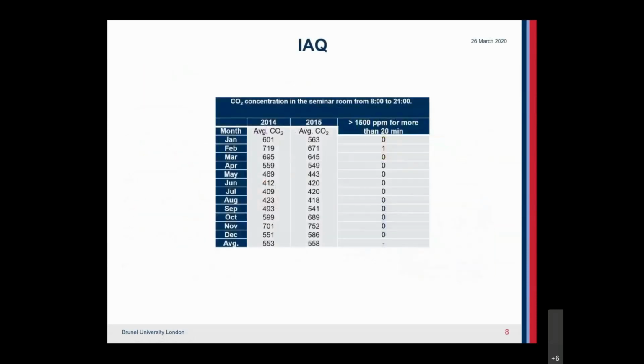My next slide is about indoor air quality, because the system is a ventilation system as well. And here I'm just showing a graph of the average CO2 levels in the rooms in each month. You can see that the average is quite low, and it has been maintained below 1000 ppm. There was one instance in the years that we were monitoring that it exceeded 1500 ppm, only for 20 minutes. So as a ventilation system for indoor air quality, the system performs quite well.